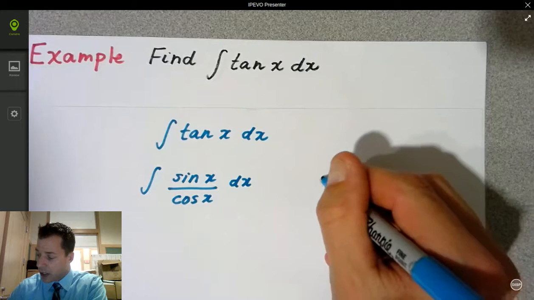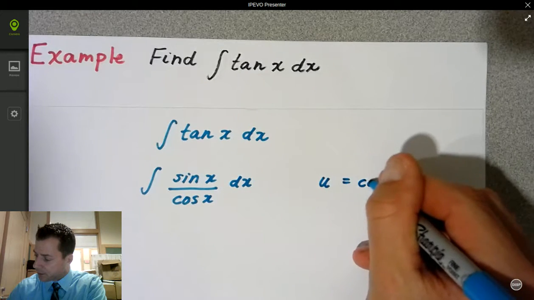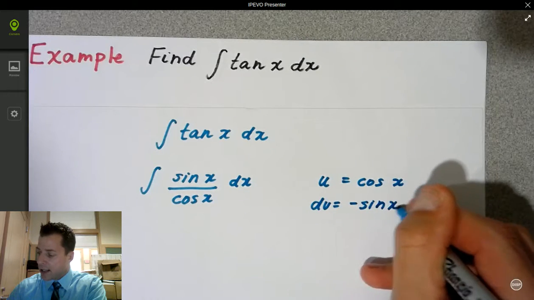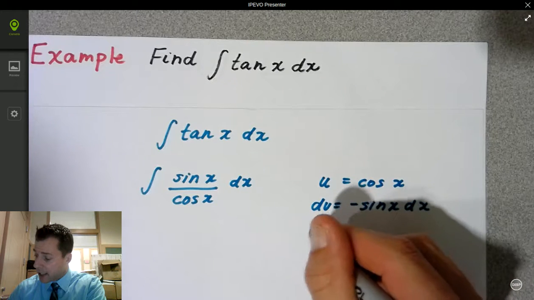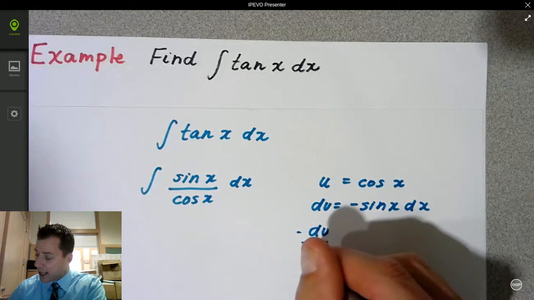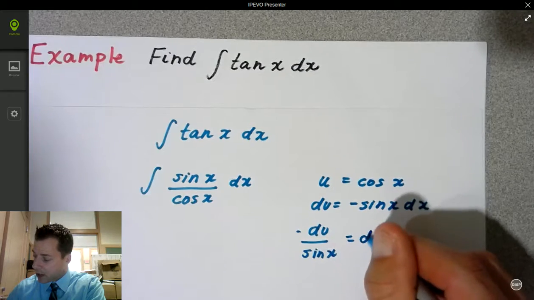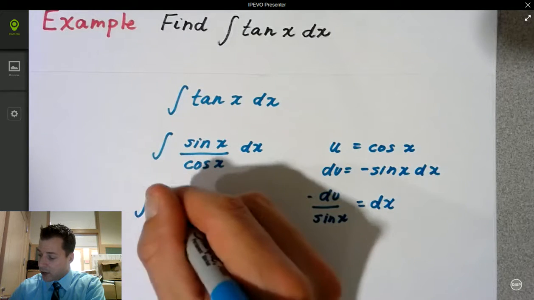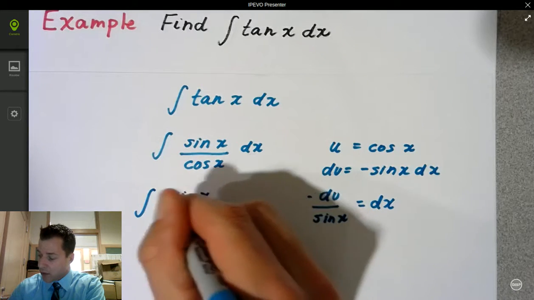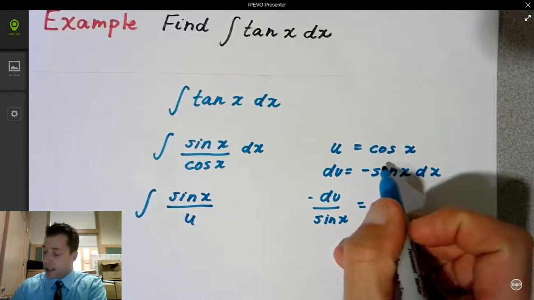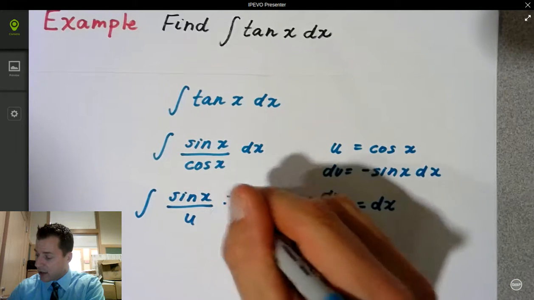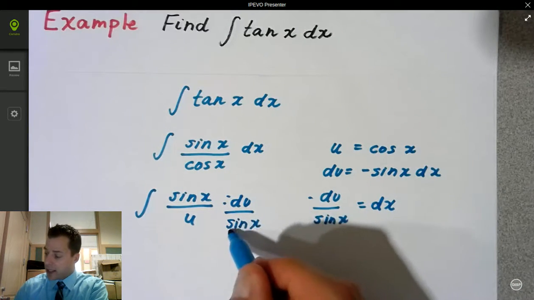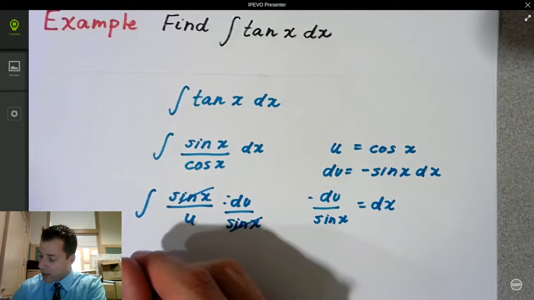So let u equal cosine of x. That means du equals negative sine x dx. Solving for dx, I get negative du over sine x equals dx. Now I'm going to substitute into my original problem. I have the integral of sine of x over u, because that's what cosine x is now, times negative du over sine of x. And here we go, this is what we needed. We needed the sine of x to cancel. So we do that.